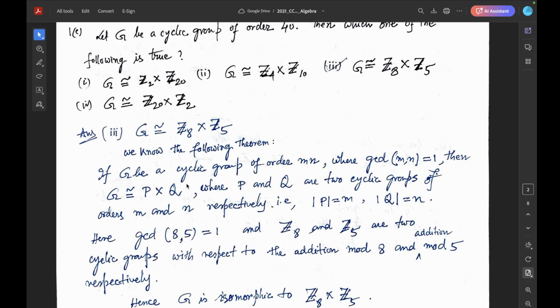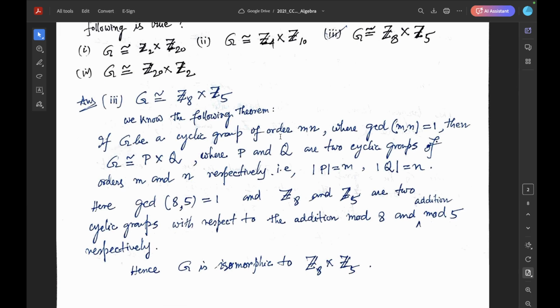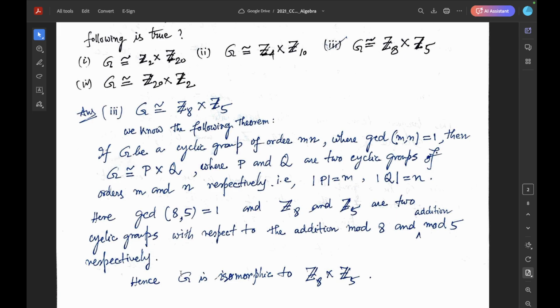Because we know the following theorem. If G is a cyclic group of order m into n, where GCD of m and n equals 1, that is m and n are prime to each other, then G is isomorphic to P cross Q, where P and Q are two cyclic groups of orders m and n respectively, that is order of P equals m, order of Q equals n. Now GCD of 8 and 5 equals 1, and Z8 and Z5 are two cyclic groups with respect to the set of residue classes, with respect to addition modulo 8 and addition modulo 5 respectively. Hence, by this theorem, G is isomorphic to Z8 cross Z5. Correct option is 3.